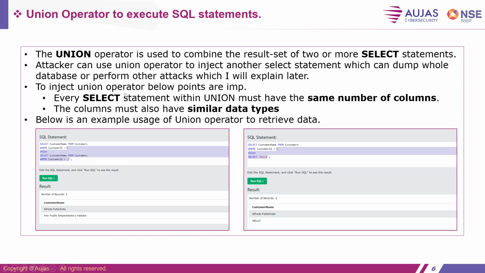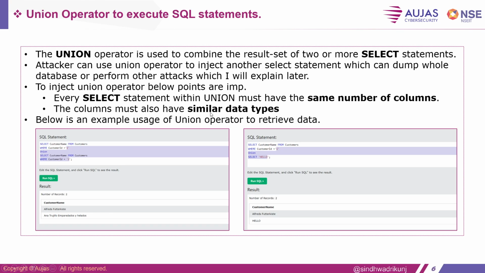To inject a union operator, the examples below are really important. Every select statement with the union must have the same number of columns. For example, if the backend database has 3 columns defined, say customer ID, customer name, and customer XYZ, and I want to inject my own select statement using the union method, I have to create 3 entities. It can be 1, 2, 3. It can be a specific table column name as well. It can be null, null, null. However, I have to be very specific about the column numbers, right?